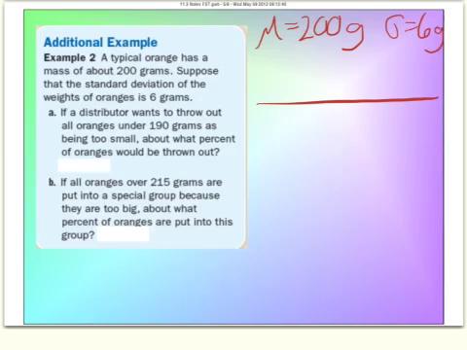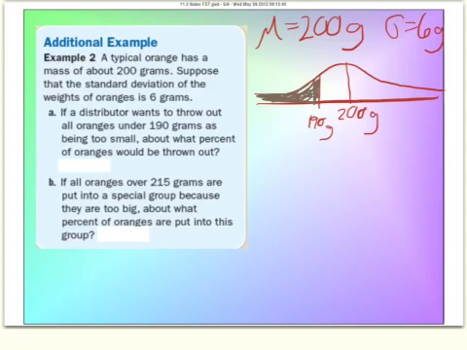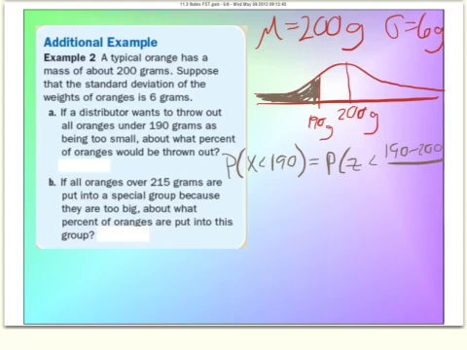If you sketch a standard normal curve, again, the average is about 200 grams. 190 is obviously lower, so it's about right there. They want to know what percent is smaller than 190 grams. So what we need to do is convert this to a z-score. The question is, again, what's the probability that our piece of data is less than 190 grams? That would be a z-score less than 190 minus 200 over 6, so the probability that the z-score is less than negative 1.67.